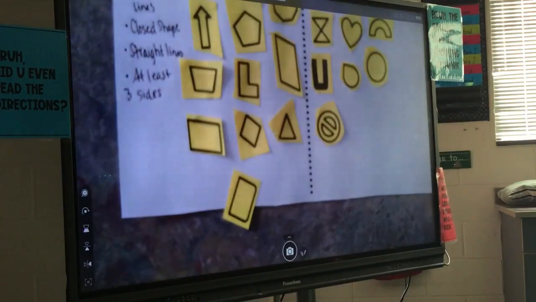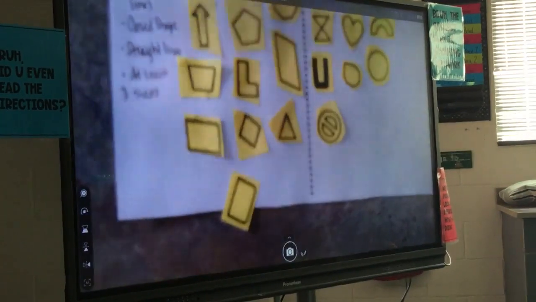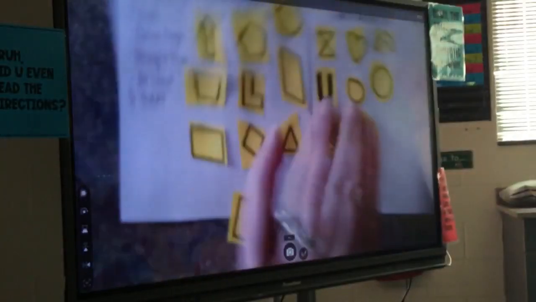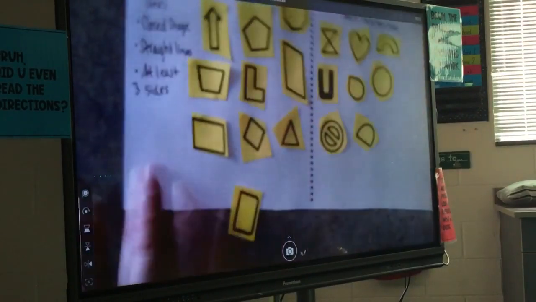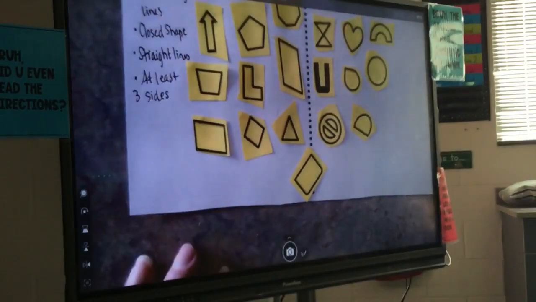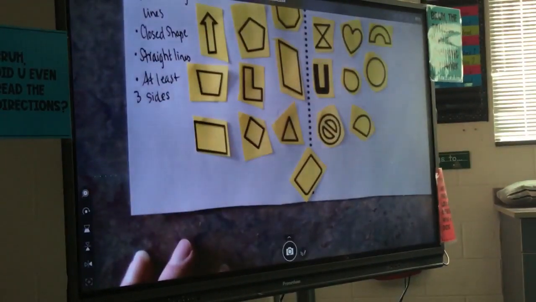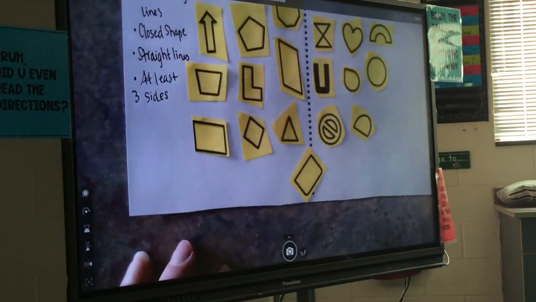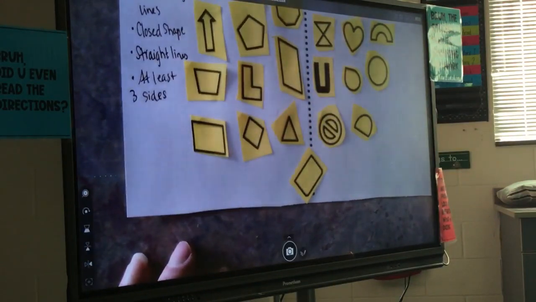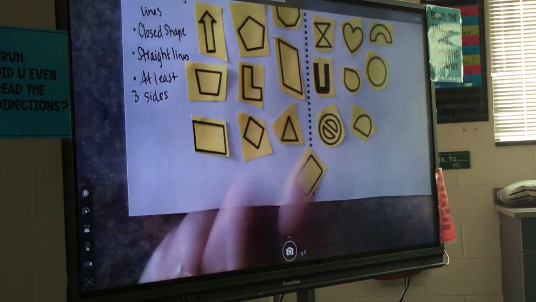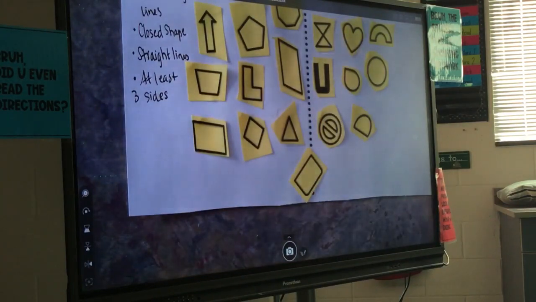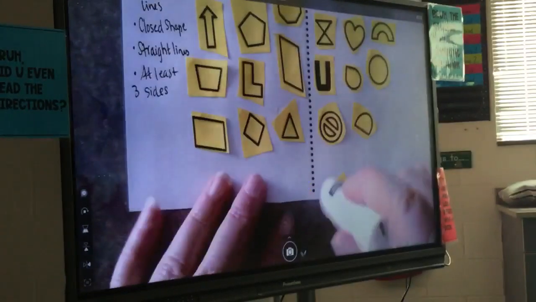Christian? No. What about this one? Yes. Why? Raise your hand. Because it has curved lines and straight lines. Right, so it's got the straight lines, but then it throws in those curves at the end, which makes it not a polygon.